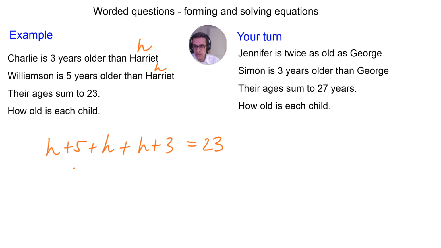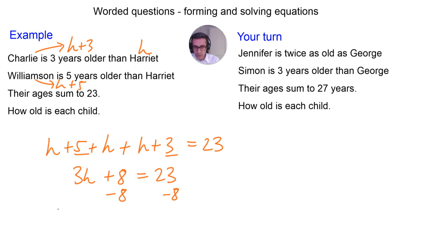So H plus H plus H, that's 3H. And you've got 5 plus 3 is 8, is equal to 23. Just as a tip, generally it's nicer to just write on the question as well. So it's just H plus 3, that's H plus 5, and that's just H. So let's solve this. Take away 8, take away 8. So 3H equals 23 take away 8, which is 15. And then divide by 3, divide by 3. So H is equal to 5.